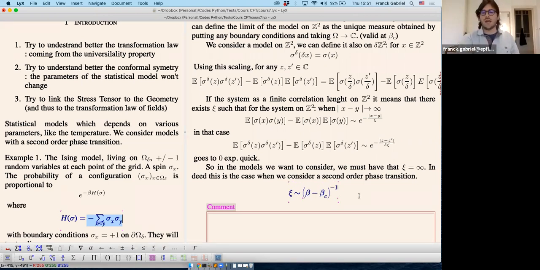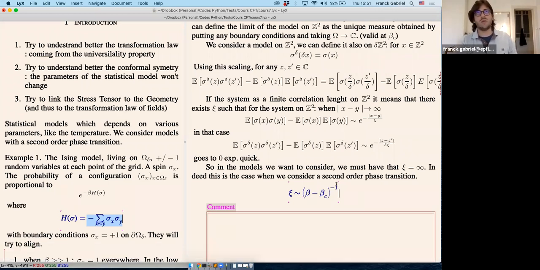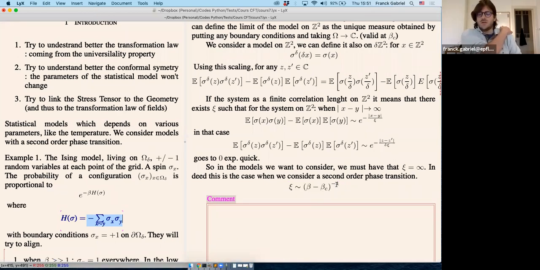So this minus 1 again is a critical exponent, and this critical exponent is just given, for the Ising model, by 1/2 minus the dimension of the energy field. But the dimension of the energy field, we saw that it's equal to 1. So it's 1/2 minus 1, which is equal to minus 1/2. Okay. So for the models we consider at the second order phase transition, the correlation length is infinite. And this is good news, because in the finite case we know that we cannot have the scaling limit as we want to consider.